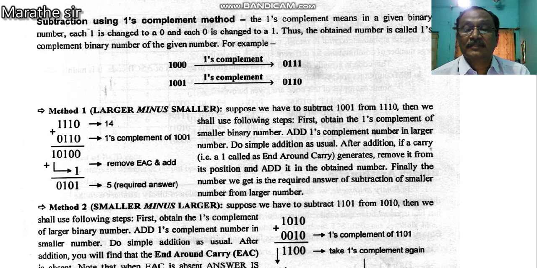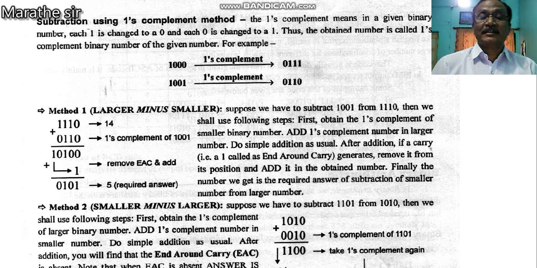That means whenever the subtracting number is smaller and the given number is larger, we get a positive answer. We get end around carry equal to 1. At that time, that end around carry is removed and it is added to the final answer. So we get the answer in the form of a positive number.